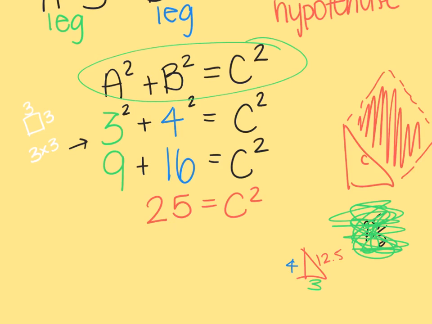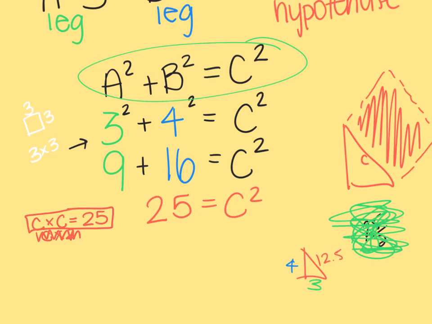Now, since we're working with squares, we know that we're multiplying a number by itself. So if we want to find the square root, what we want to do is figure out what number, C, times itself is going to get us back to 25, not what number times 2. So we don't want to do that. We want to say what number times itself equals 25.